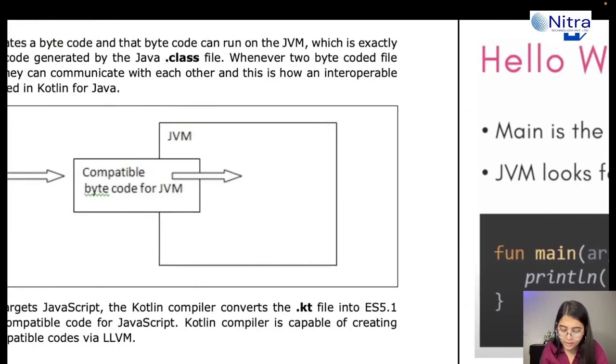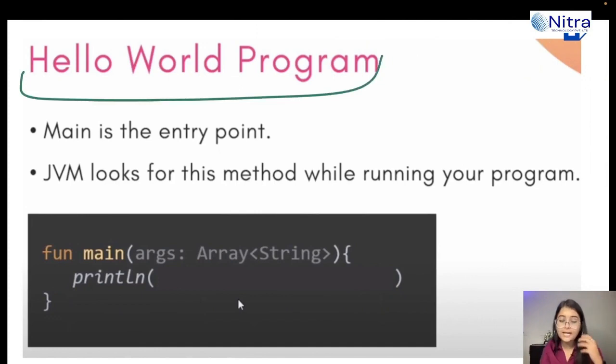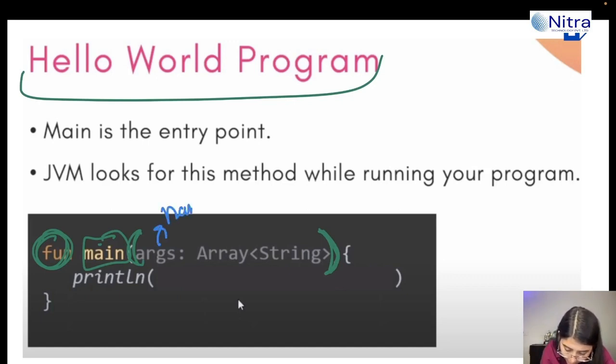This is a bit of theory here. You can just take a screenshot of this. We wrote the Hello World program, right? Let me explain what that was. Fun, as I already told you, is a keyword. This is the name of the function, and inside the braces we can pass some parameters. This is the name of the parameter, and after the colon, this is the type of the parameter.